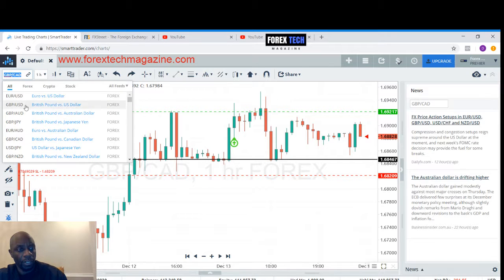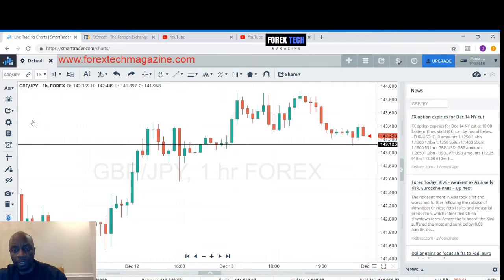That's the Great Britain pound, Canadian dollar. Let's look at the Great Britain pound, Japanese yen. Looks like it's kind of forming up the same thing, right? It's hitting this level of support. Price moves up, price going back down. Price is bouncing up off the support.